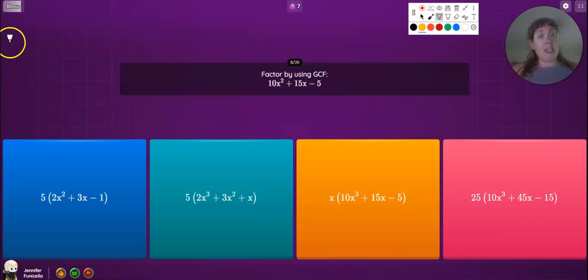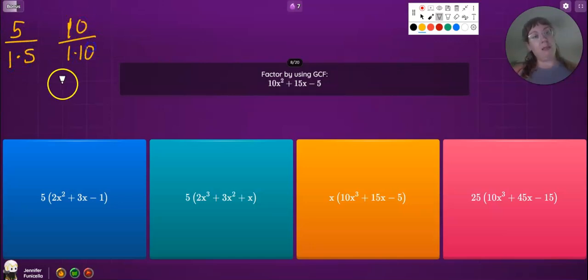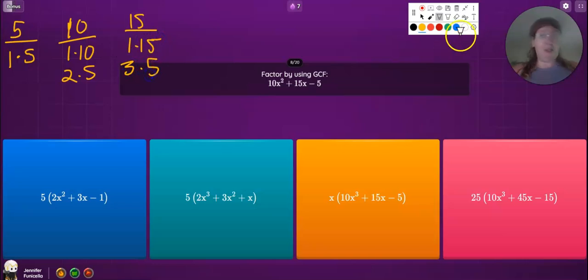10x squared plus 15x and 5. So 5 is just 1 times 5. 10 is 1 times 10 and 2 times 5. And 15 is 1 times 15 and 3 times 5. So the greatest common factor we can definitely take out is a 5.